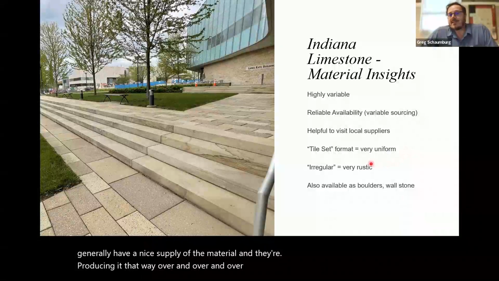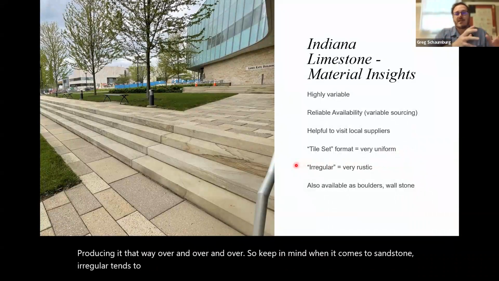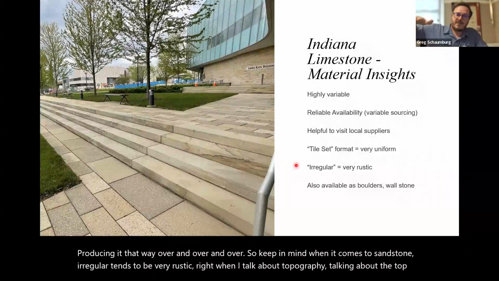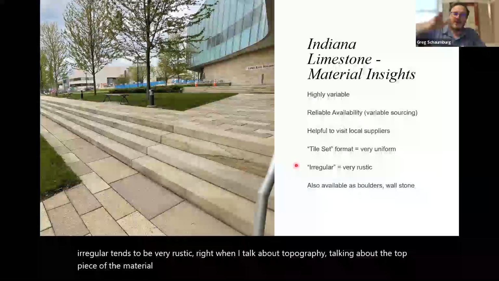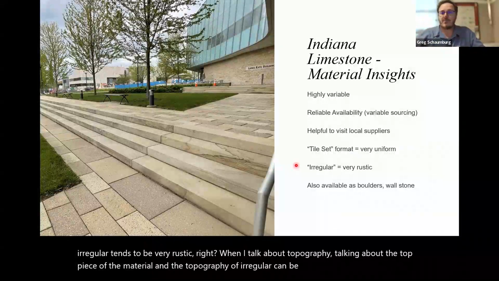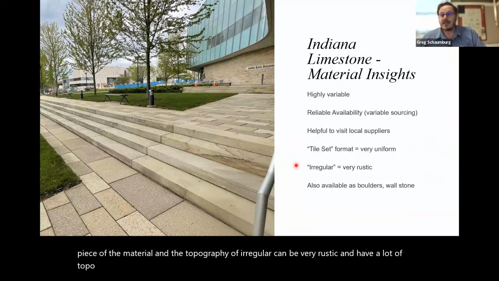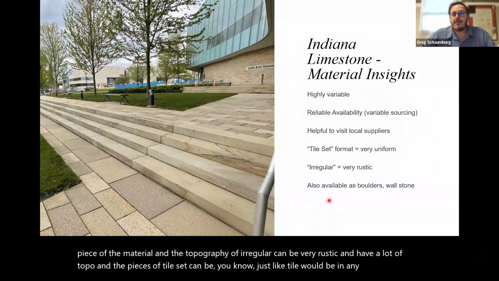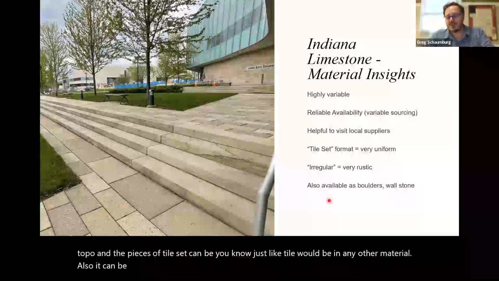So keep in mind when it comes to sandstone, irregular tends to be very rustic, right? When I talk about topography, I'm talking about the top piece of the material, and the topography of irregular can be very rustic and have a lot of topo, and the pieces of tile set can be, just like tile would be in any other material. Also, it can be available as boulders or wall stone.